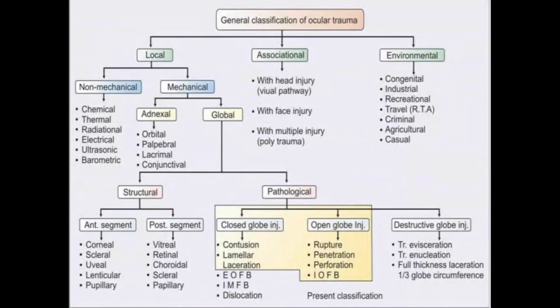You see, classification of the ocular trauma: we divide all traumas into local, when just the eye and ocular adnexa are affected, and associated, when the face is also affected, or multiple injury like polytrauma.